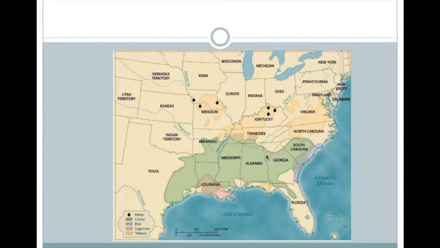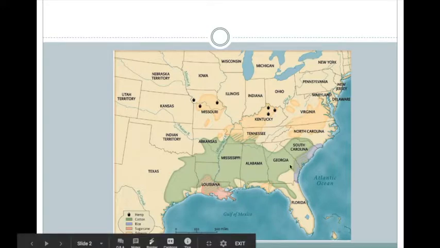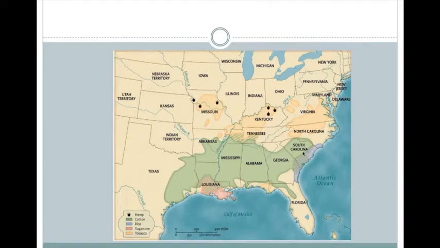This is a map of America during the 1800s, and this map shows the different types of crops that were grown in America during the 1800s. In the yellow, there's tobacco, and this symbol represents hemp. In the pink is sugarcane, in the blue is rice, and this big area in the green is cotton.